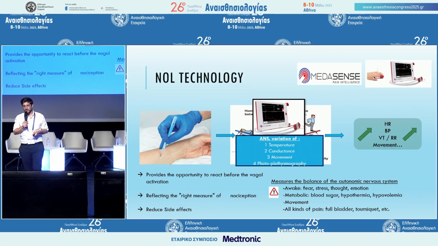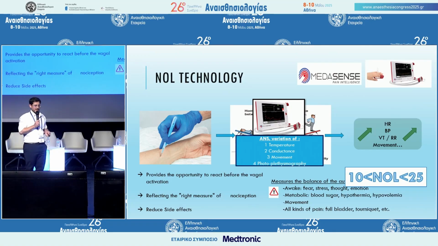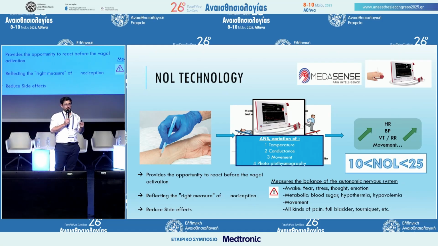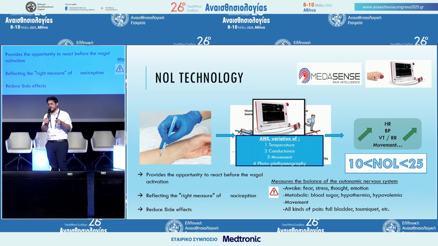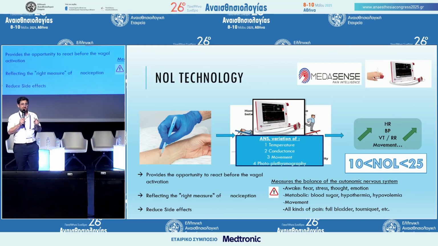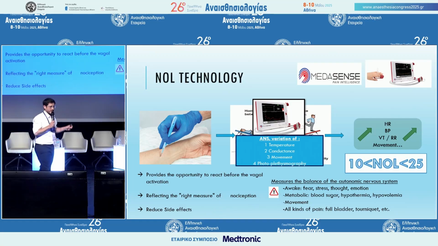It's really simple because on the monitor it's just giving us this index. We have to be above 10 and below 25. What does that mean? Above 25, that means that my patient is in a sympathetic state. For us, that means my surgeon is hurting my patient and I need to give him fentanyl or something else. But also, if I have a NOL monitor under 10, that means that my patient has more than necessary remifentanil or fentanyl or whatever you use, and you have to reduce the doses.